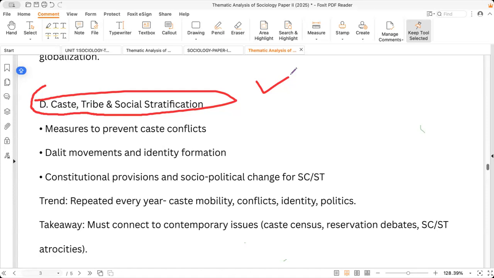Dalit movements and identity formation. Identity is fluid. What is identity? Now, when I asked you, okay, Tanu, introduce yourself, you will use certain identity markers in your introduction also. From where you live, your gender, everything is an identity. Even being a student is an identity. So identity formation is important, and they have asked about the dynamism of identity also.